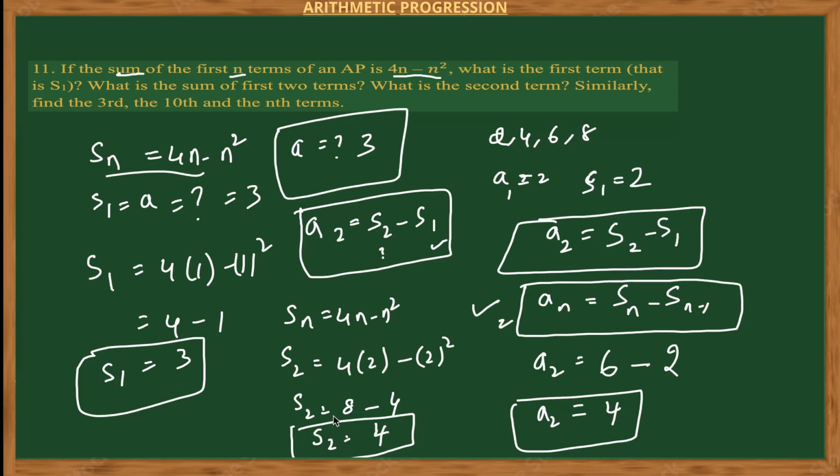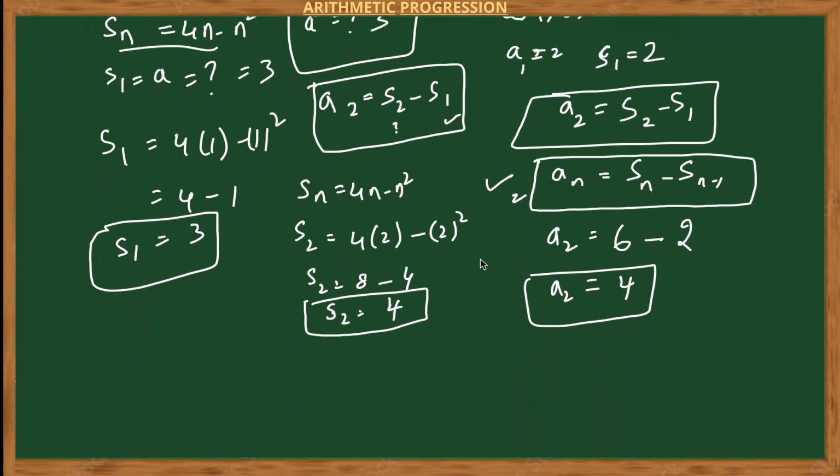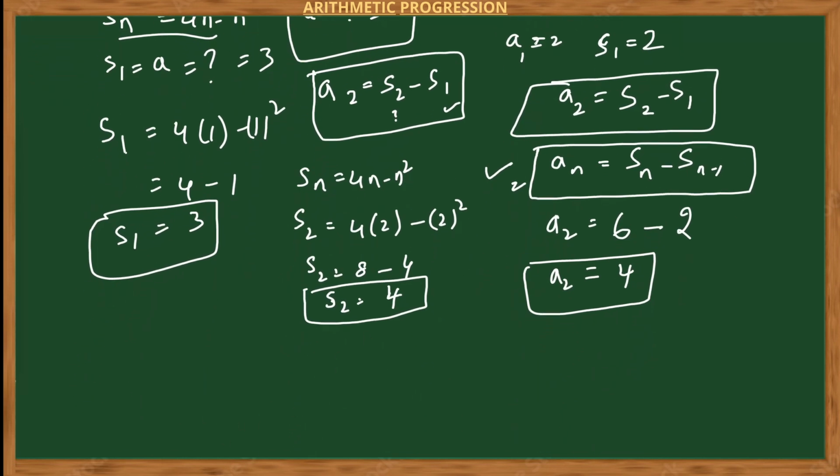So we have the sum of the first, second terms, and using this formula we can find the terms. So let's try to find it here. a2, the second term, will be the sum of the second term minus the sum of the first term. So what is the sum of the second term? We have got 4, minus the first term. We have the sum of the first term as 3, so it is equal to 1. So we have a2 is equal to 1.